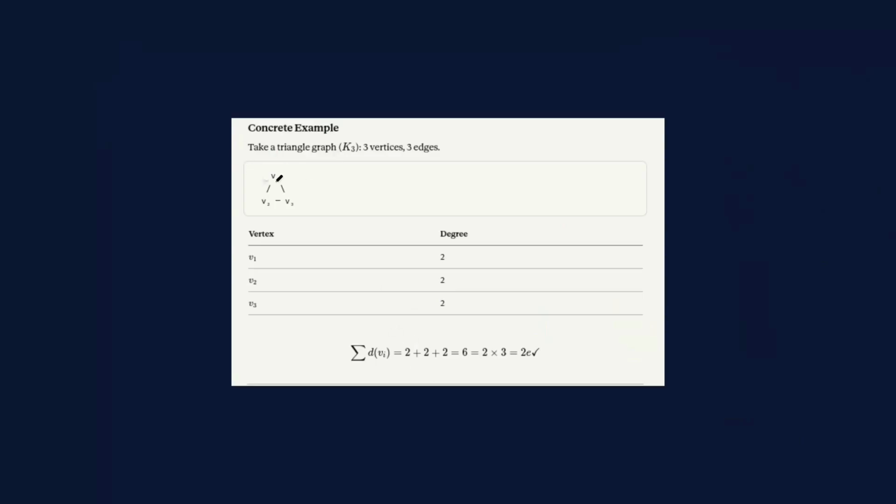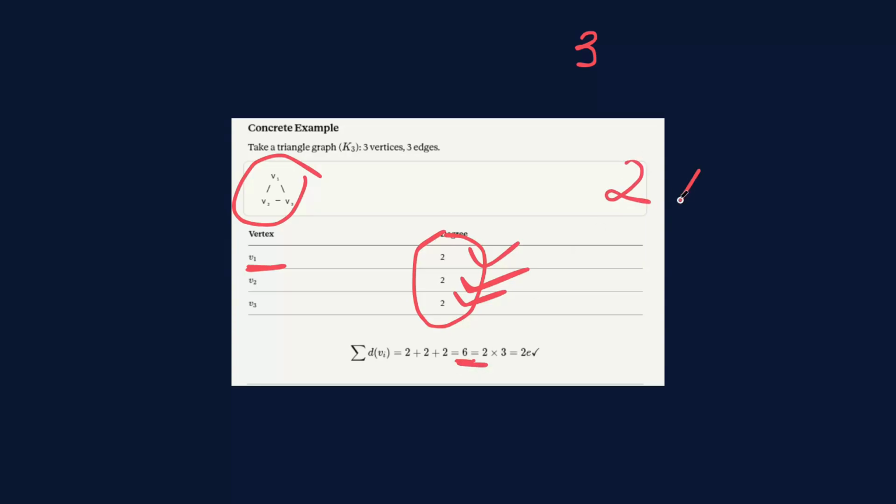Here is one example. In this case you have 3 vertices and 3 edges. Each of these edges gives 2 to the total sum. You can prove it like this: V1's degree is 1, 2, so 2. V2's degree is 1, 2, so 2. V3's degree is 1, 2, so 2. Then if we sum all of these degrees, we get 2 plus 2 plus 2, which is 6. This is nothing but 2 times the number of edges, that is 2 times 3, which is 6, right? This is how we prove this theorem.